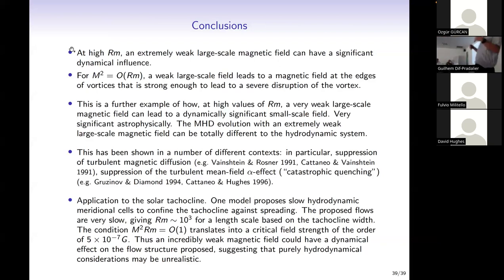And so m squared Rm is easy to get to order 1. The argument here shows how big a field you need to make m squared Rm order 1, in which case you have the possibility of disruption of the vortices, and the whole theory you have to wonder about. So the overall message is that weak fields matter at high Rm. It's a message that has been put forward in other contexts, particularly suppression of diffusion, suppression of the alpha effect. I'll stop there. Thank you.